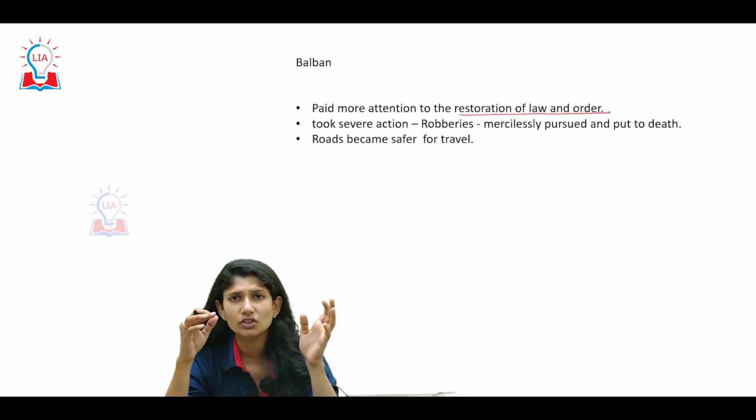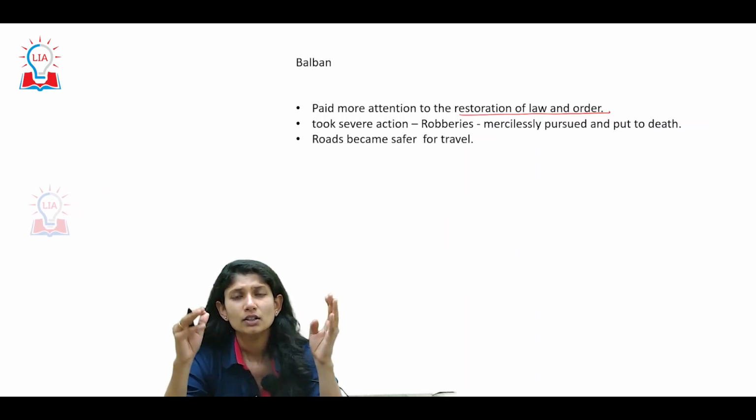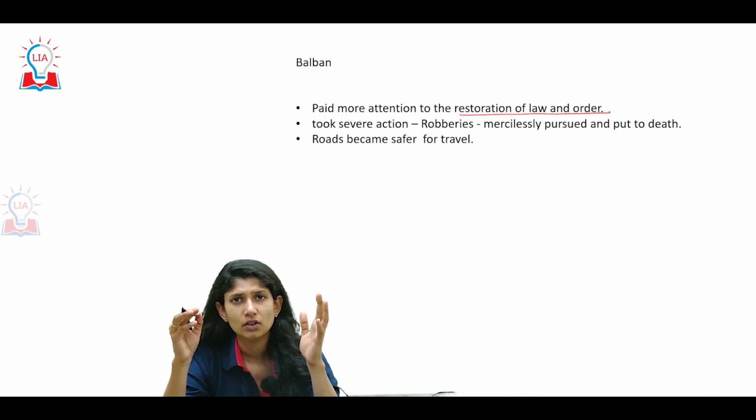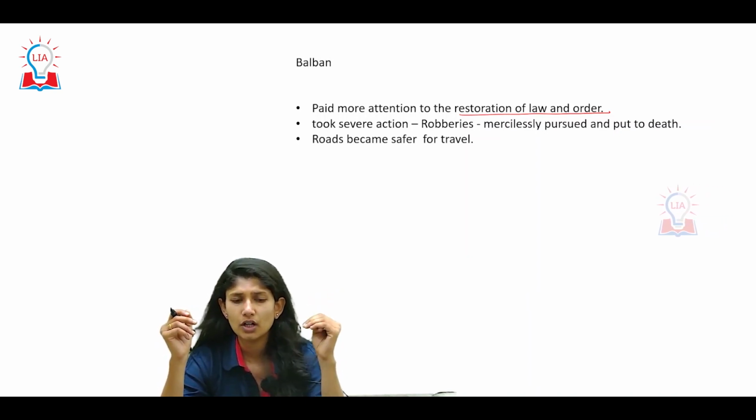How was he trying to do that? He had to make the road safe, travel safe. Okay, now which means the robbers had to be put under harsh, rigorous punishments. That applied for the majority of the cases. Law and order was very important for Balban.